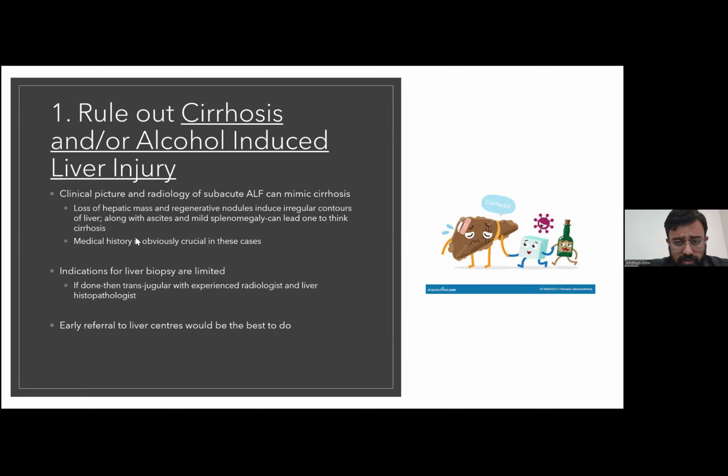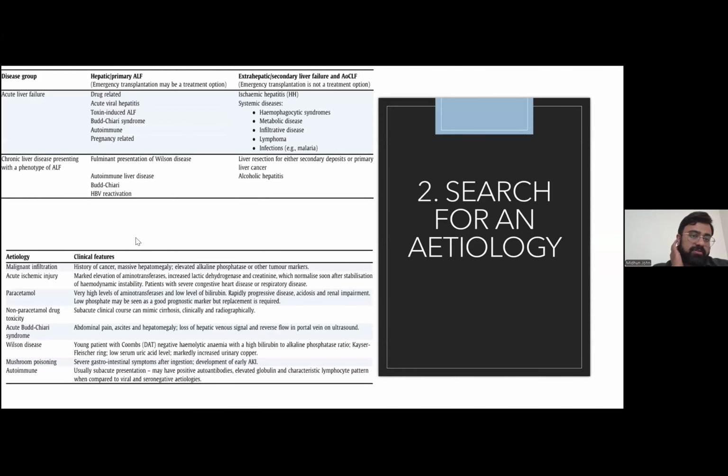The indications for liver biopsy are limited. However, in the guidelines, it is said that if it is done, then the transjugular approach is recommended with an experienced radiologist as well as a liver histopathologist. At the end of the day, early referral to liver centers with this sort of access to experience is highly recommended. The next step in the process of seeing these patients is to search for an etiology. So there are two tables that I did put out here.